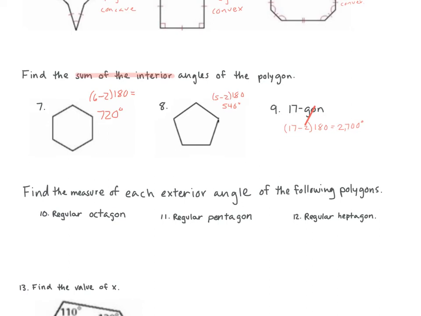Find the measure of each exterior angle of the following polygons. So how do we find each exterior angle? Divide 360 by the number of sides. So how many sides are in an octagon? 8. So 135? Oh, 45. Yes. 45 degrees. 360 divided by 8.